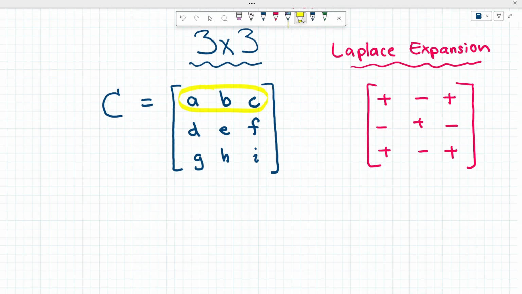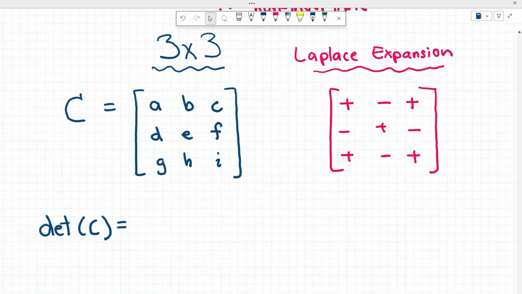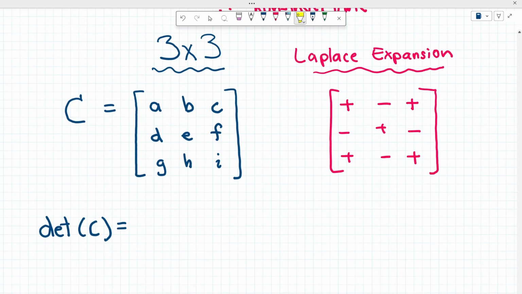So now that you know that, I'm going to show you how this works. Since we've decided to go down the row, we're going to start with our value A. So we're going to write out the determinant of matrix C, and go step by step through this process. Since we're going down row 1, we're going to start by looking at A. We can see that from our Laplace expansion, we are going to have a positive leading coefficient. So we can go ahead and write A, and we can keep it as positive. Then from there, the row and column adjacent to A, you're going to block out.